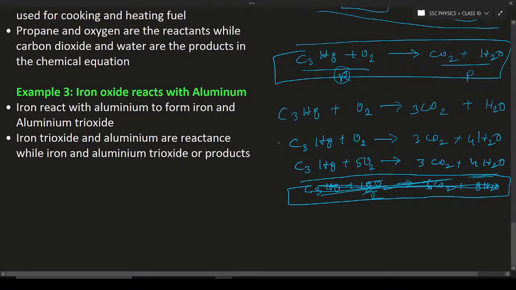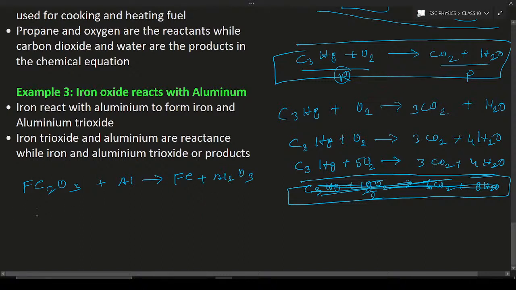Next one will be iron oxide reacting with aluminium. So we have to write it: Fe2O3, iron oxide, plus aluminium, Al, gives rise to Fe, that is iron, plus Al2O3, aluminium oxide. So this is formed.